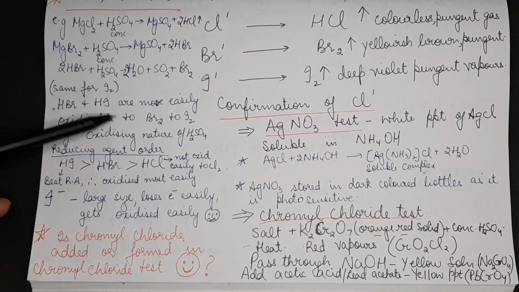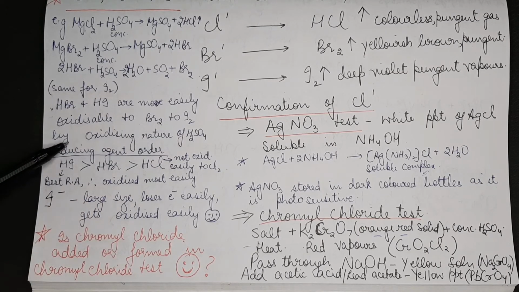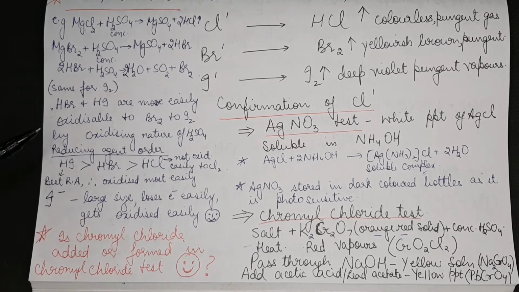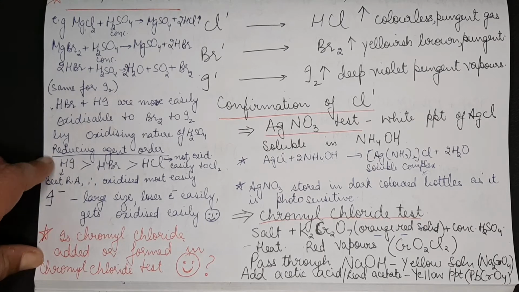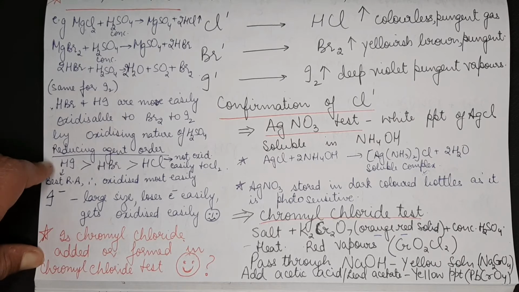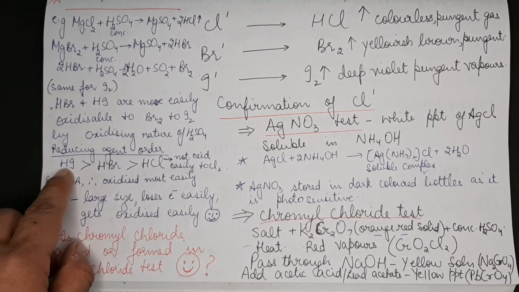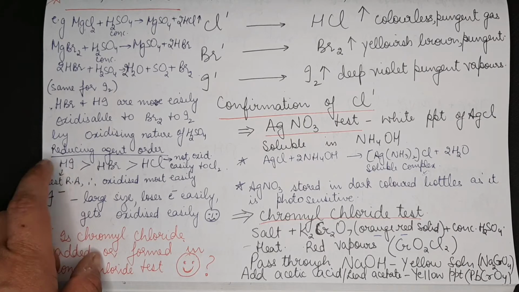HBr and HI are more easily oxidizable to bromine and iodine, and we have an oxidizing concentrated sulfuric acid. If I ask you what is the order of reducing ability of these halogen acids, this is given in the P block in your NCERT. The order of reducing ability of these halogen acids is HI > HBr > HCl. Since this is the best reducing agent, it itself undergoes oxidation most easily.